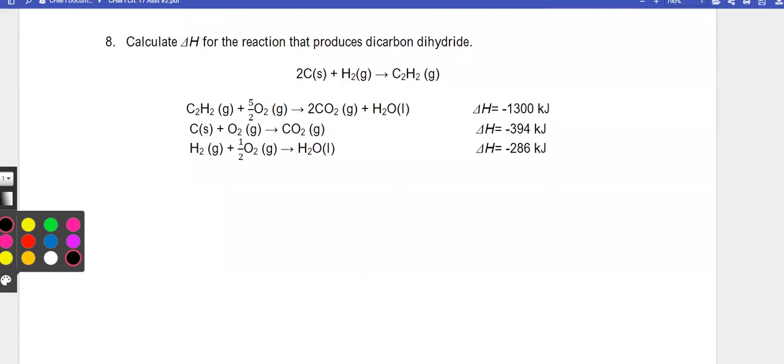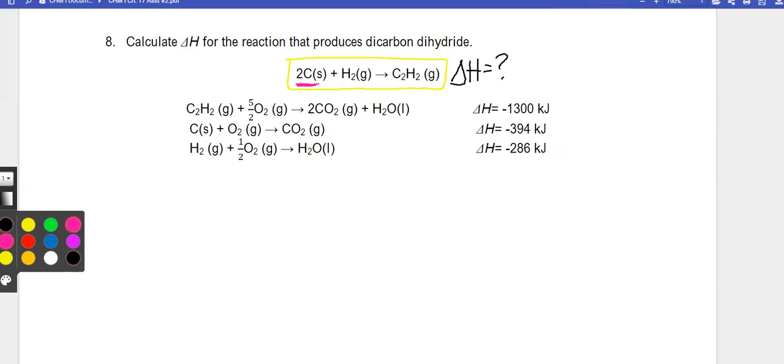Okay, so again, this is the reaction we are trying to make out of the bottom 3. The reason why we're doing this is to find the delta H of that reaction. So the 3 reactions in the bottom are going to help us get there. Okay, first reactant.